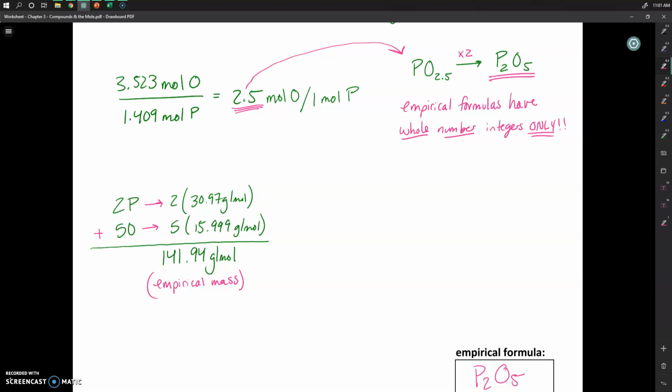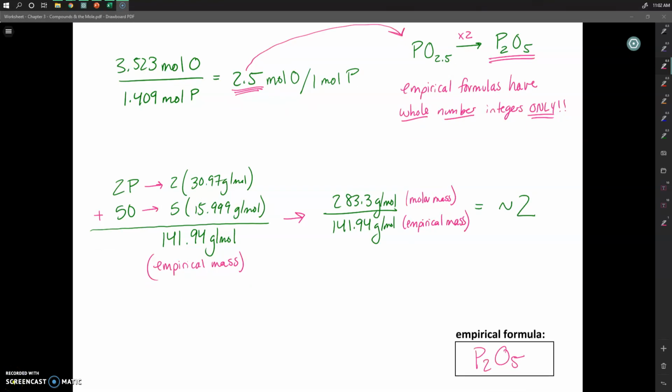And this is done the same way you would do a normal molar mass calculation. You just look at the formula and notice that there are 2 phosphorus. So I'm going to take 2 times the molar mass of phosphorus. There's 5 oxygen, so I'm going to take 5 times the molar mass of oxygen. And I'm going to add this all up to get my empirical mass.